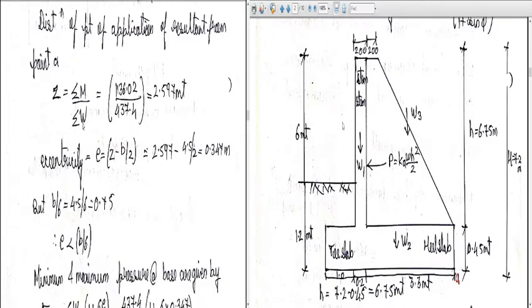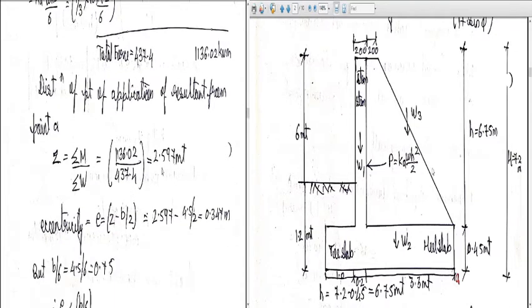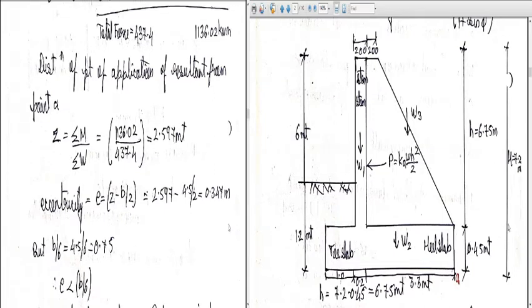So summation of moment divided by summation of force. From the above table we have the summation of moment and summation of force. We computed and got it as 2.597 meter. Eccentricity is nothing but z minus b by 2. So z is this, so it is working out to be 0.347.